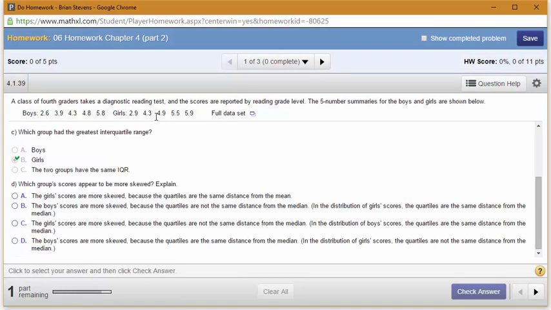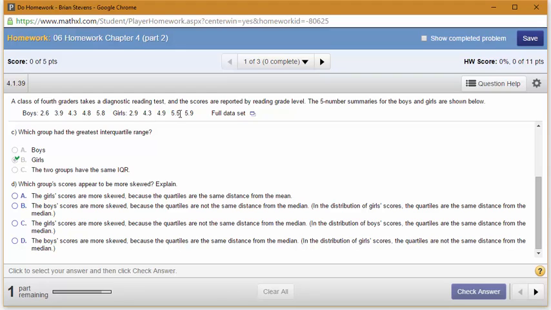Next, which group's scores appear to be more skewed? Explain. So this one is a tough one, and let's take a look here. We want to see which one has the quartiles more spread out. And if you look, the boys have a really big spread here at the end. There's a distance of 0.5 here, and there's a distance of 1, whereas on the girls, that's the distance between these quartiles, or the 5-number summary points, the girls have a distance of 0.6 here, and then 0.4.